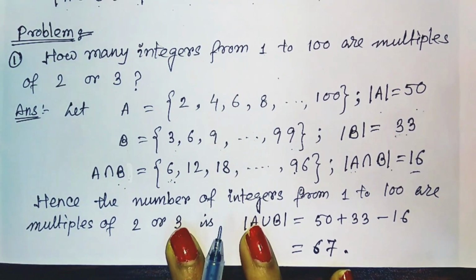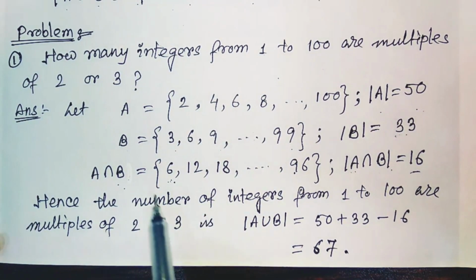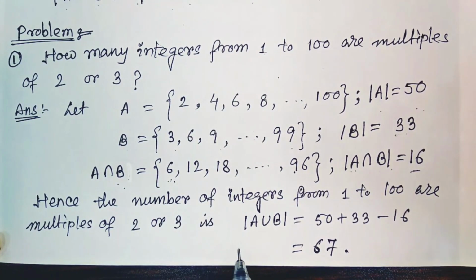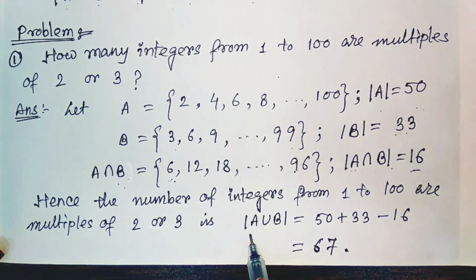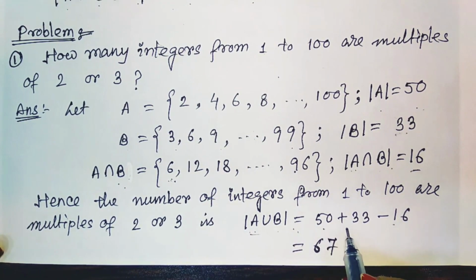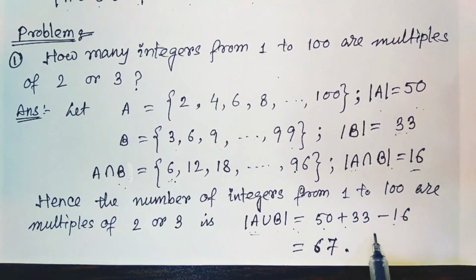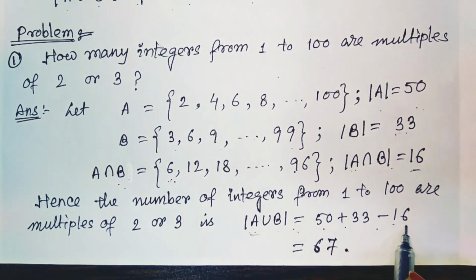So now we have found these three. Hence, using the principle of inclusion-exclusion, the total number of integers between 1 to 100 which are multiples of 2 or 3 is given by this formula: the cardinality of A union B is equal to cardinality of A plus cardinality of B minus cardinality of A intersection B. So that one is 67.